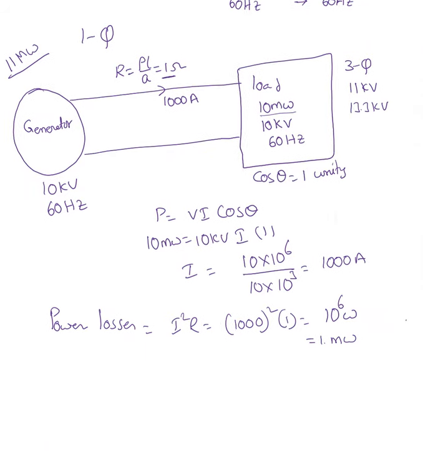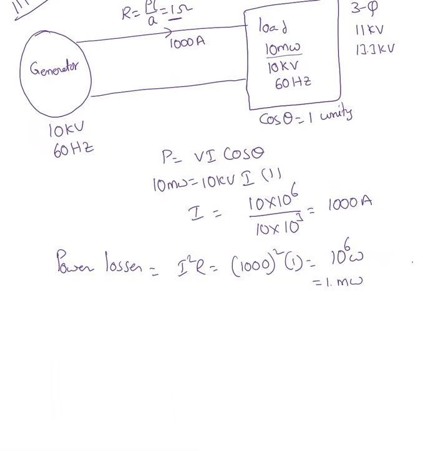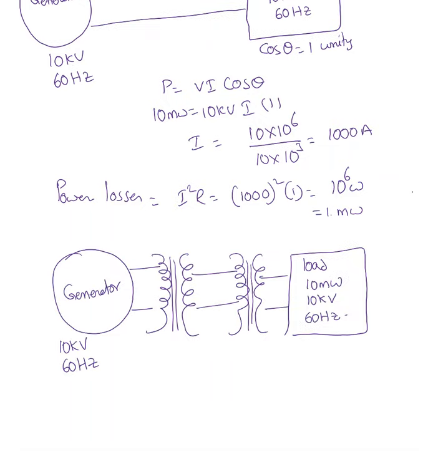Now I'm going to take the same system and use a transformer. When it comes to transformers, there are two types: one is a step up transformer, another one is a step down transformer. So here I'm using two transformers. Here I'm stepping up: I'm giving 10 kV here and it will step up to 100 kV. I'm taking this transformer ratio.